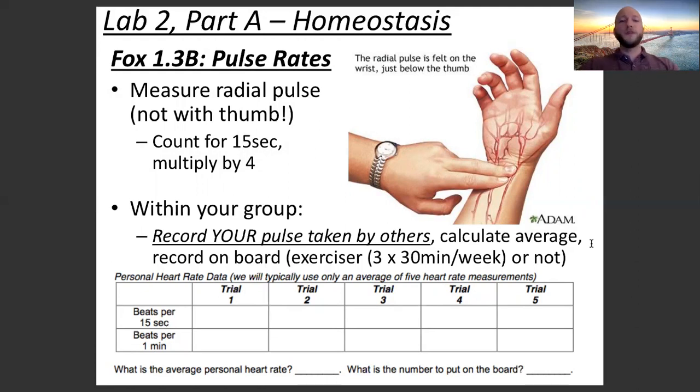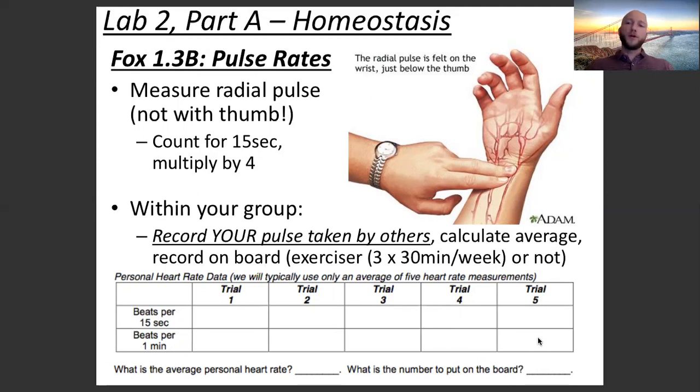What you should do is count how many beats there are in 15 seconds. Write that down in trial 1, multiply it by 4 so you get beats per minute, and you'll have your beats per minute. Do that 5 times, and then average them all together to get your average resting time.